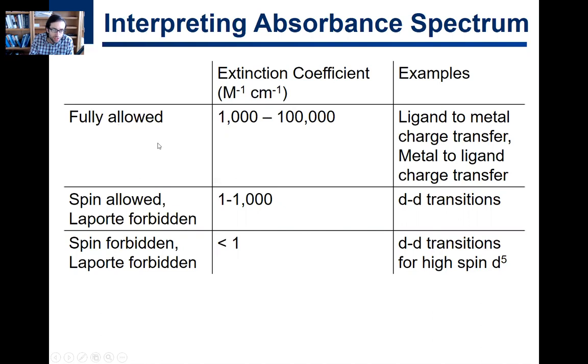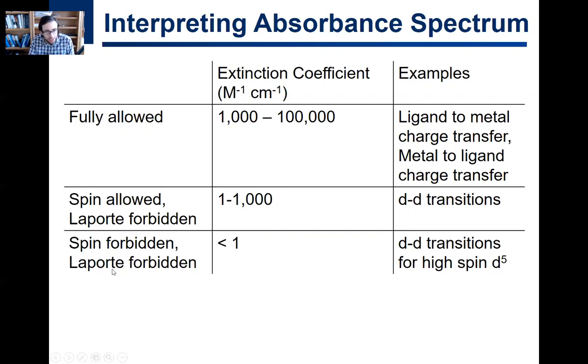These were fully allowed transitions. Remember, these were like dyes, spin allowed, Laporte forbidden. Spin allowed means you are going between a quartet and a quartet, or a doublet and a doublet, so you didn't change the spin. Laporte forbidden means you were going from g to g. So all d to d transitions, because all d orbitals are g, symmetric with respect to inversion, are Laporte forbidden. So d to d transitions are examples of these intermediate extinction coefficients between 1 and 1,000.